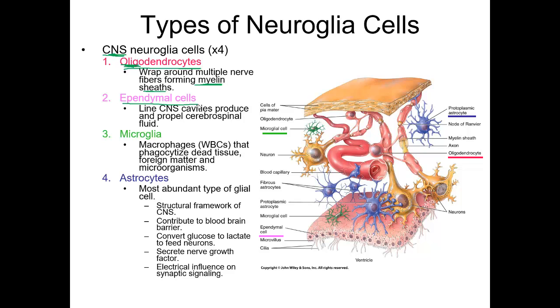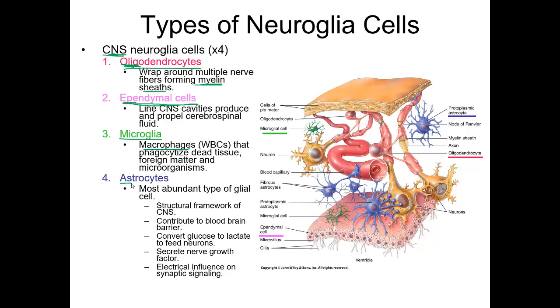The next type of cells are called microglia, and microglia have the macrophage lineage, so you already know what they're going to do. They're going to phagocytosize dead cells, foreign matter, and microorganisms. So these are also extremely important because the lack of microglial cells will result in a lot of toxins not being filtered out through your cerebrospinal fluid.